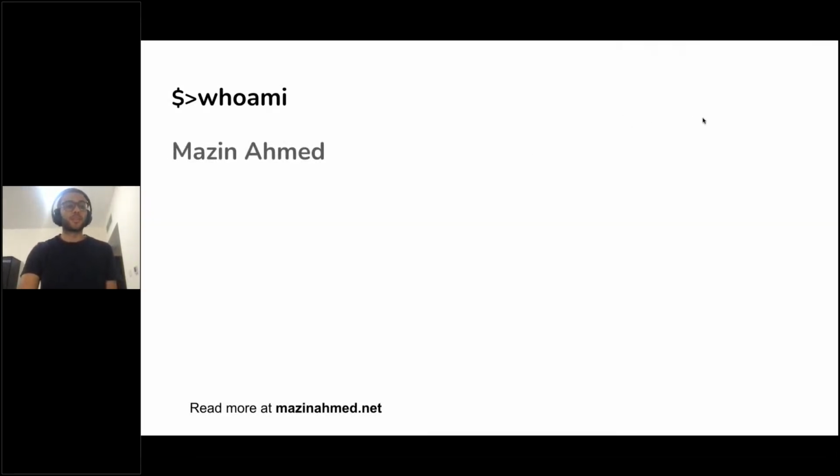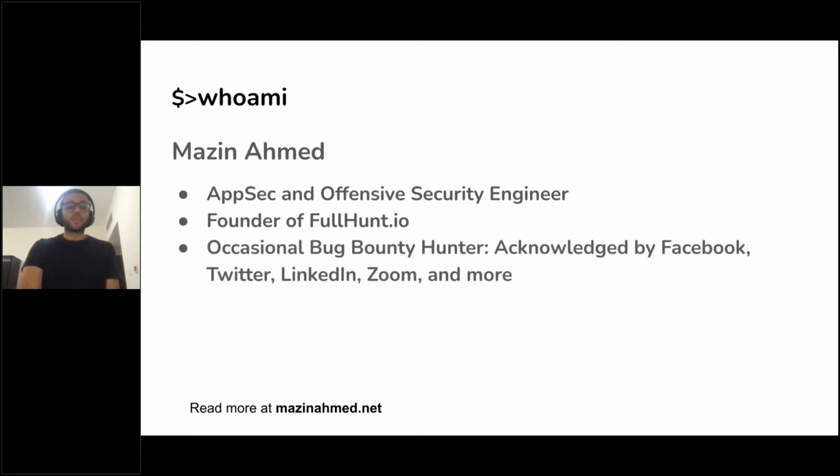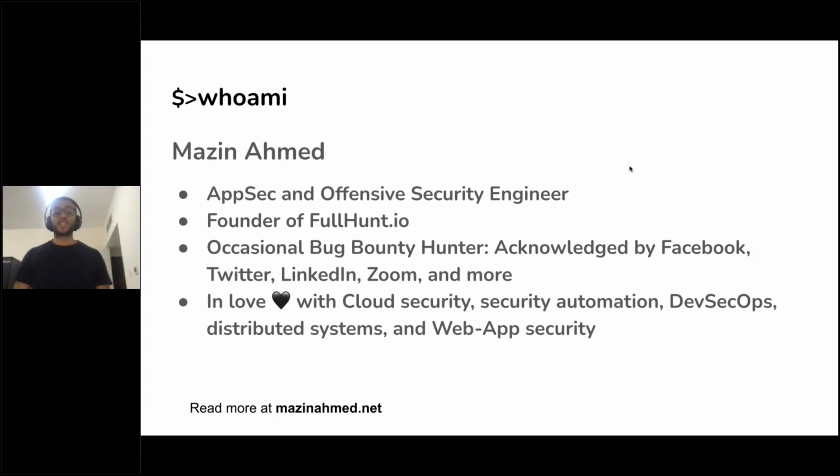Before we start, a bit about me. I'm Mazin Ahmed. I'm an application security and offensive security engineer. I also founded Full100.io, the next generation continuous security platform for asset discovery and the attack surface. And I'm also a bug bounty hunter. I was acknowledged before by Facebook, Twitter, LinkedIn, Zoom, and many more. And I'm in love with cloud security, security automation, DevSecOps, but anything that is related to cloud is what I am really passionate about.